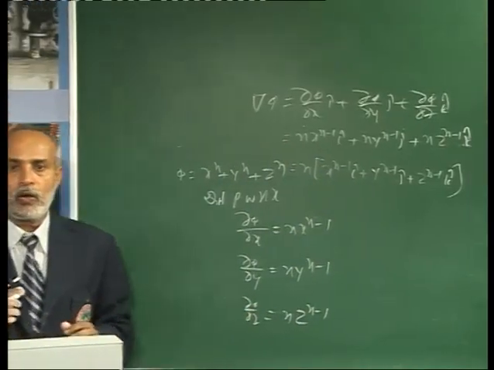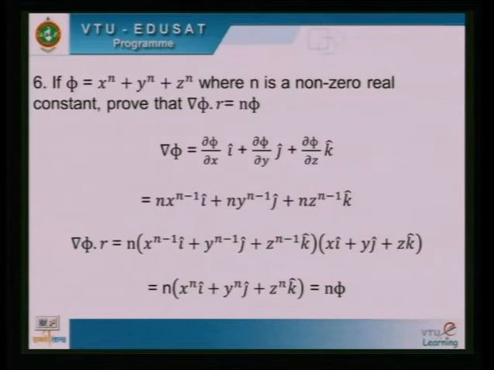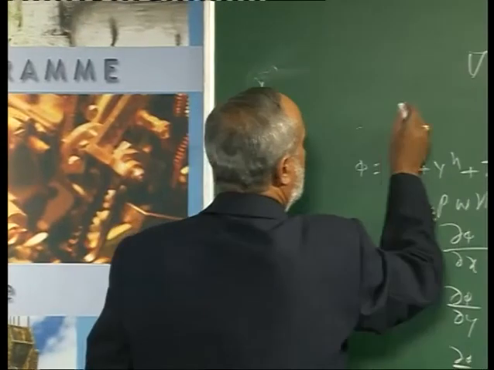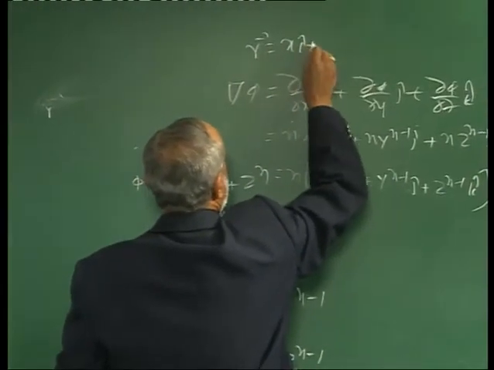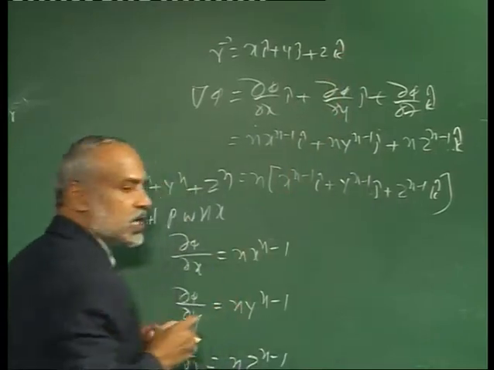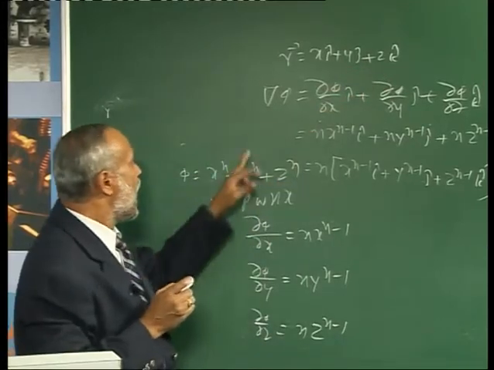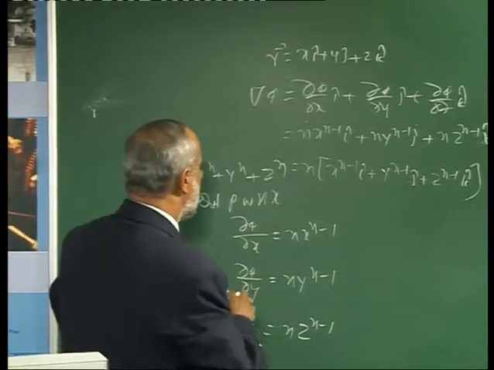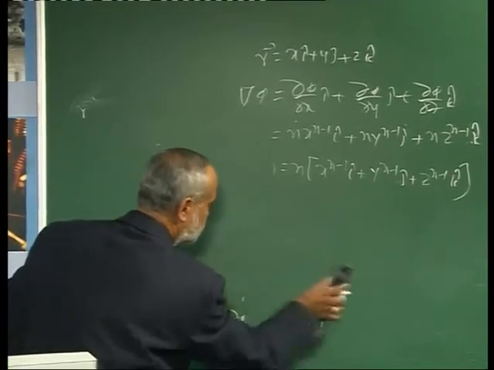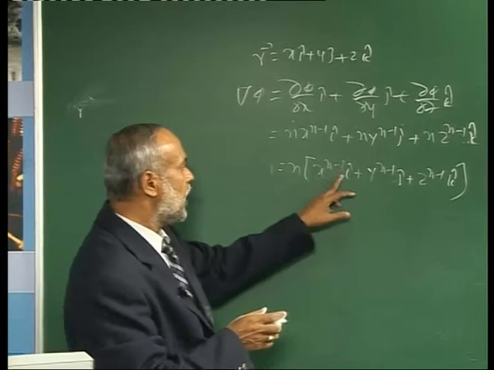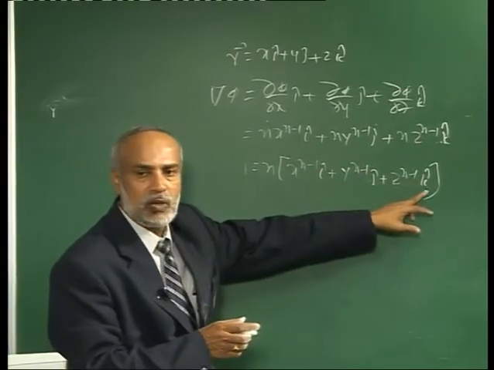See here, what you are going to prove is that gradient of phi dot r is equal to n into phi. R is nothing but the position vector. R vector is equal to x i vector plus y j vector plus z k vector, that is a position vector. And gradient of phi, you know, is n into x to the power of n minus 1 i cap plus y to the power of n minus 1 j cap plus z to the power of n minus 1 k cap.